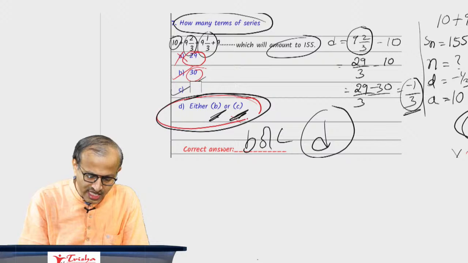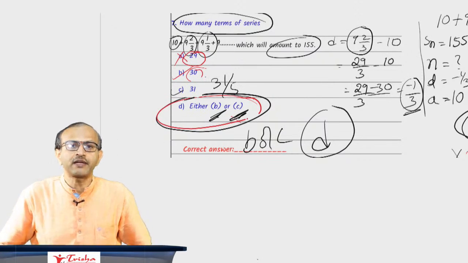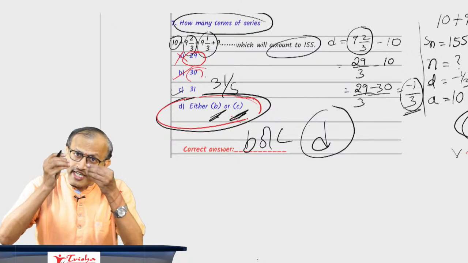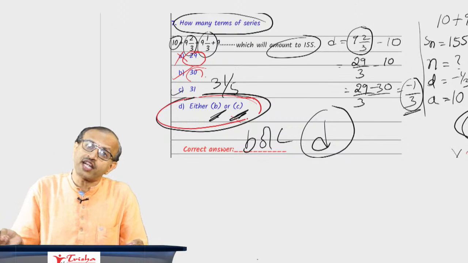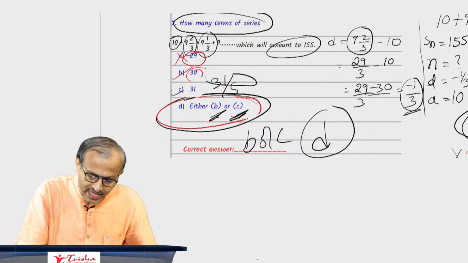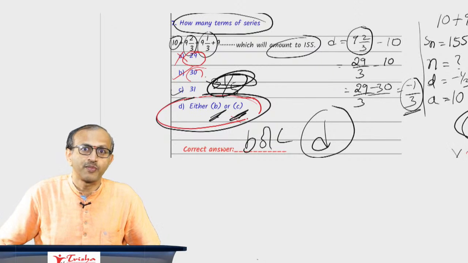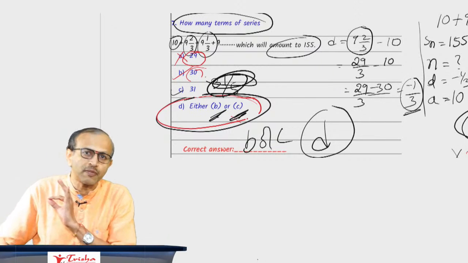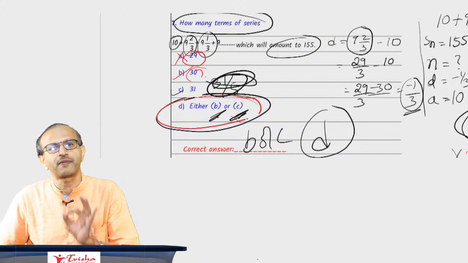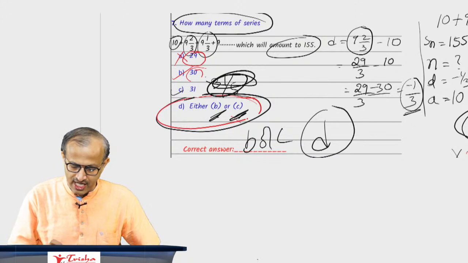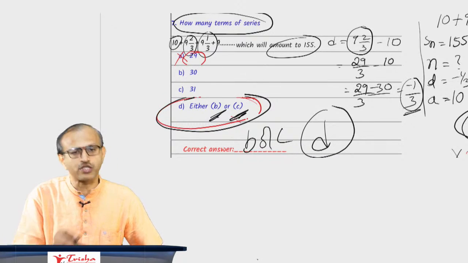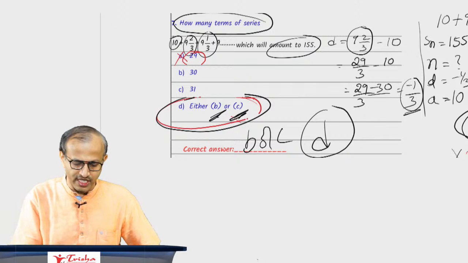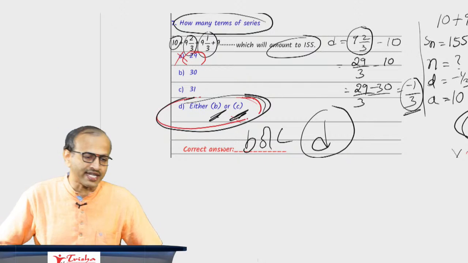Assume, let us consider in option C they had given 31 by 5. Then can it be B or C? Even if your quadratic equation gives you 30 or 31 by 5, even if that substitution holds good, you cannot take 31 by 5, because the number of terms cannot be a fraction and cannot be negative. But in this case, both B and C are positive integers. That's why B or C is the right answer.